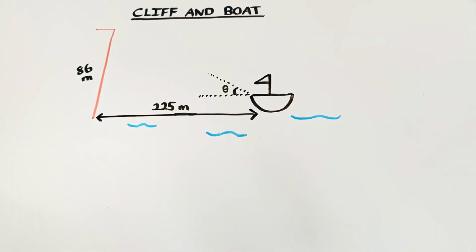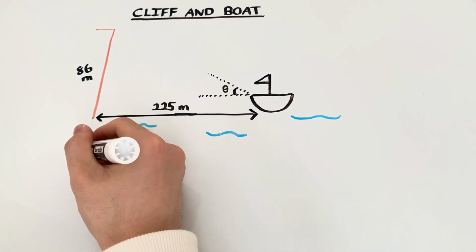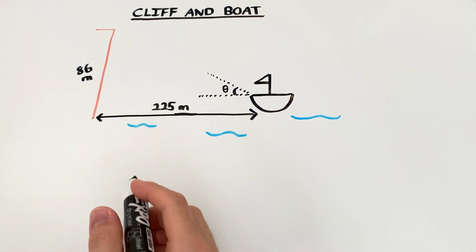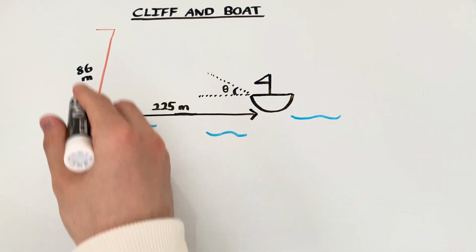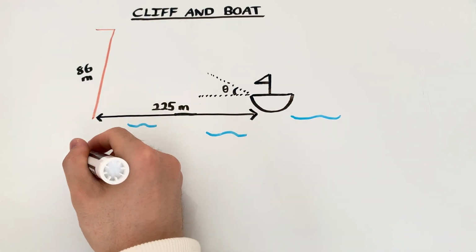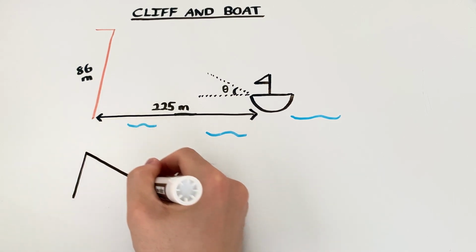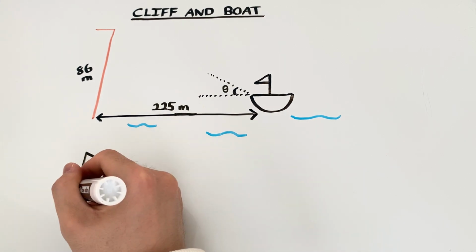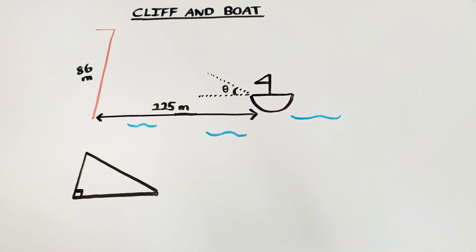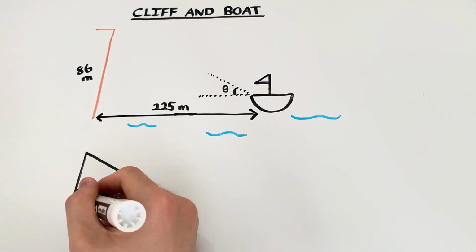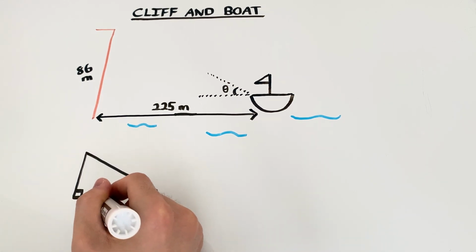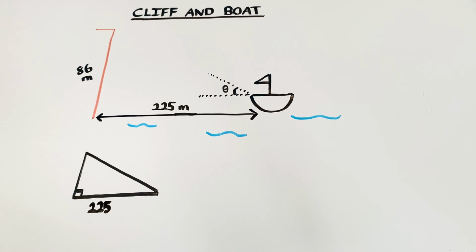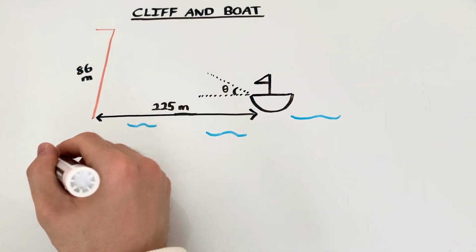And now it's time to make our triangles once again. So our points are still the same. We still have the boat, bottom of the cliff, top of the cliff. Let's go ahead and label these. So the boat is 225 meters away from the cliff. The height of the cliff, which we found in the first part, is not changing. It's still 86.